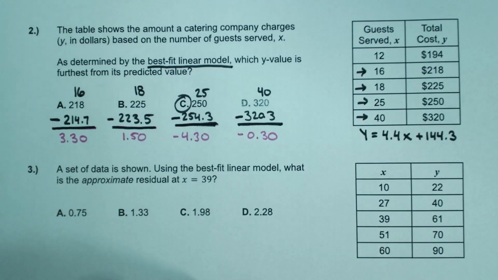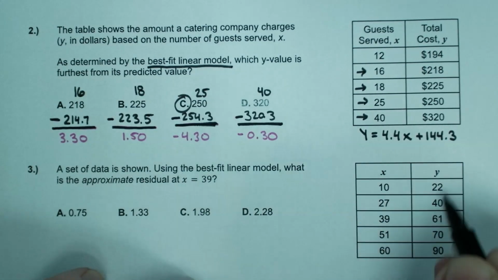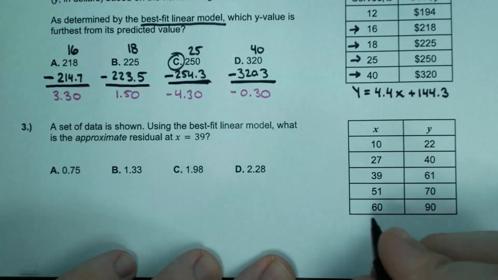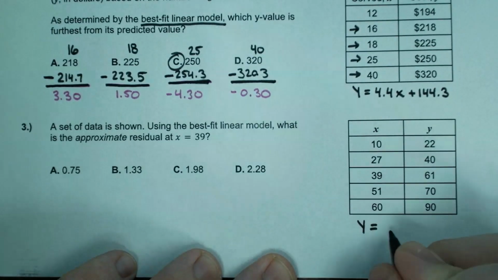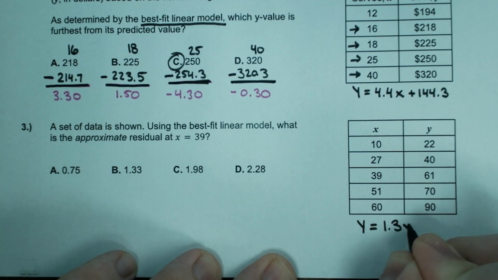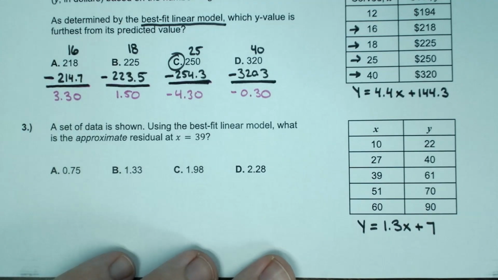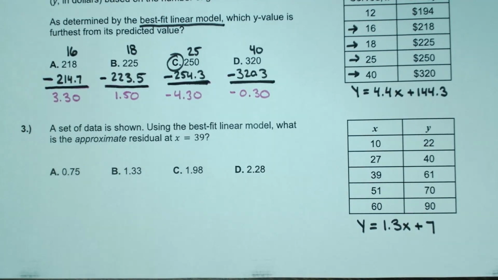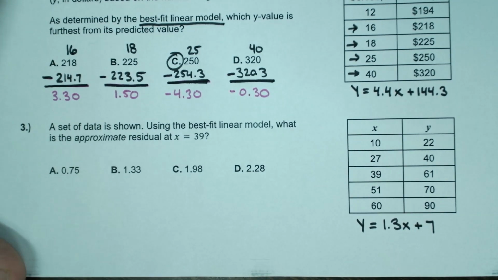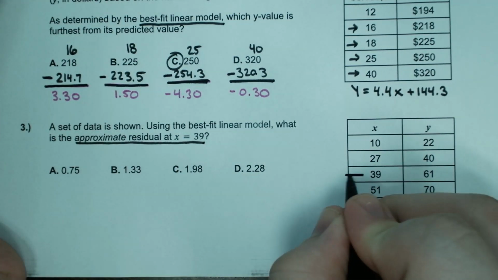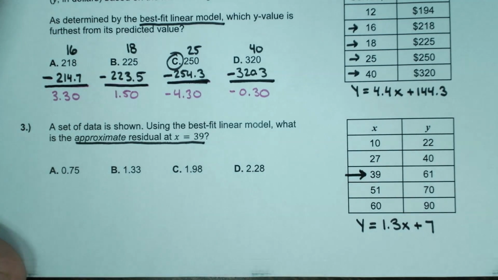Pretend that we went in, cleared out our data, and typed in these 5 points. Ran a linear regression. We get y equals 1.3x plus 7. Now the nice thing about number 3 compared to number 2 is I don't have to test a bunch of stuff. It wants to know the approximate residual at x equals 39. So I'm just looking at this line in the table.